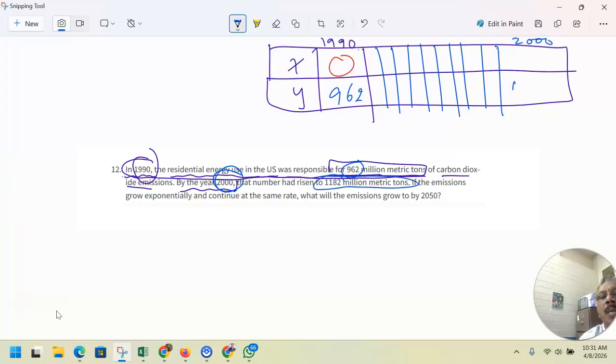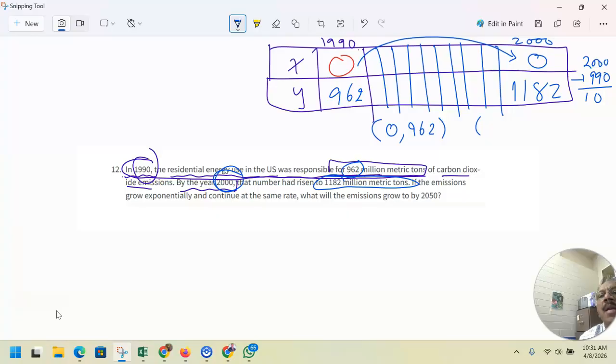This is 1182. That means how many years have passed from here to here? It is 2000 minus 1990, which is 10 years. So you have 2 points here: 0 years is 962, and the other point, 10 years, is 1182. So this becomes your x1, y1, x2, y2. But the good news is because this is 0, our work becomes easier.